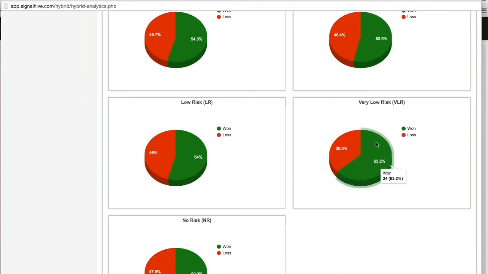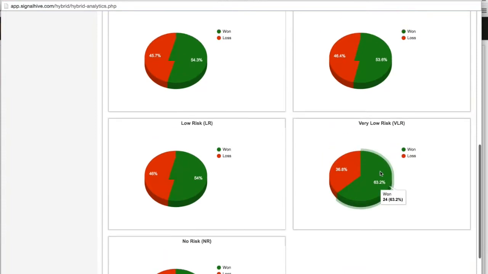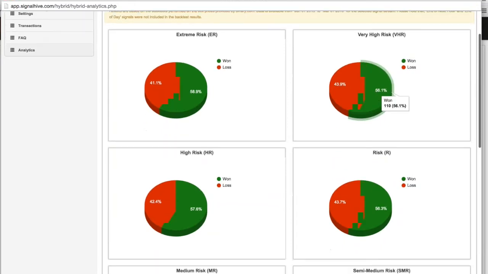On the VLR specific setting, it actually lifts up the win rate of Curve to 63%, which is decent for Curve over time, with 24 wins and 14 losses. If you add up 24 plus 14, roughly speaking, you're getting around 38 to 40 signals over this observation period, which is 9 months in your binary.com account. And if you divide by the number of business days, you're getting about 3 Curves a month at the VLR setting, which seems to be the most optimal setting.